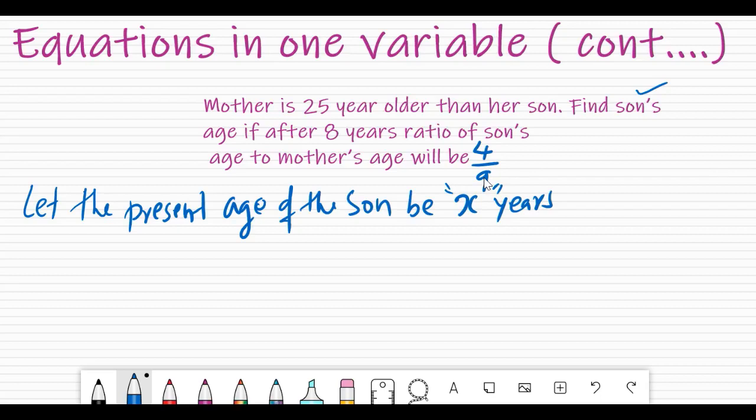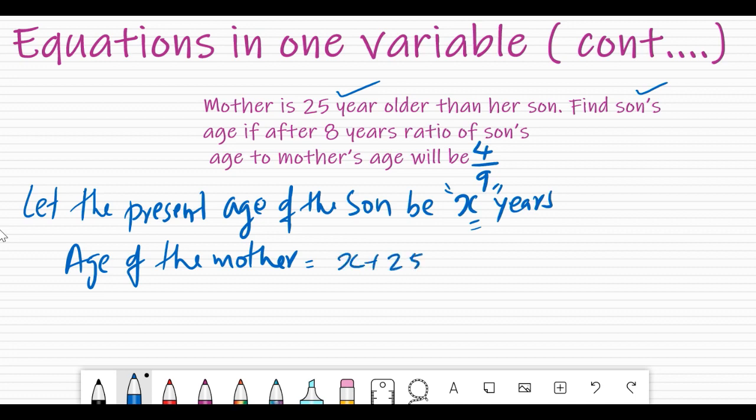Now it is also given that mother is 25 years older than her son. Whenever you take the age of son, you can see that mother is 25 years older than her son. So we can assume that age of the mother, if son's age you are considering x, you can simply write it as x plus 25 years, right? I will not be solving, I will be developing the equation and then you know how to solve it.